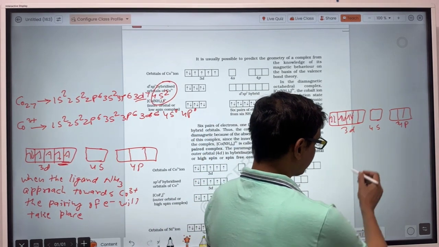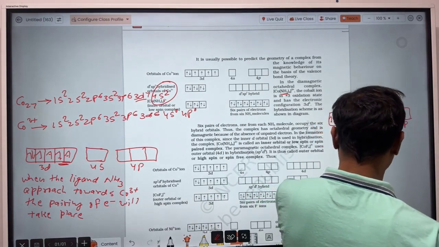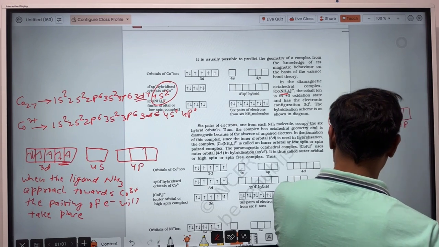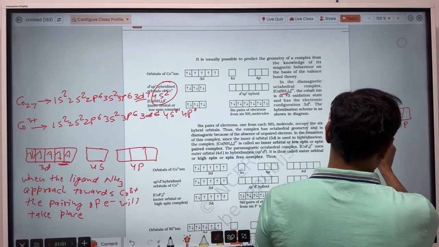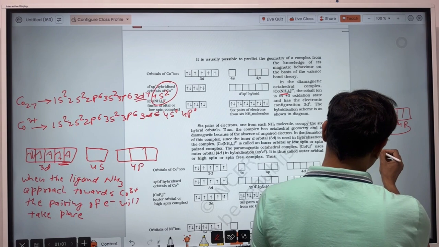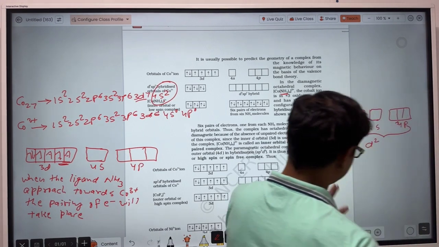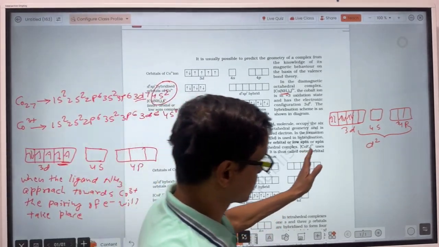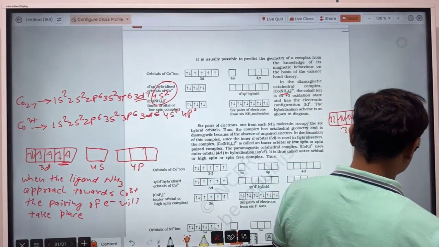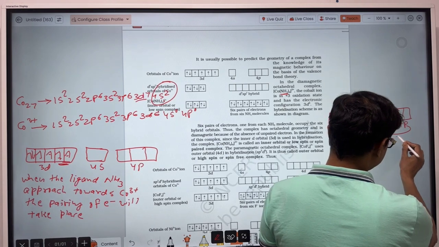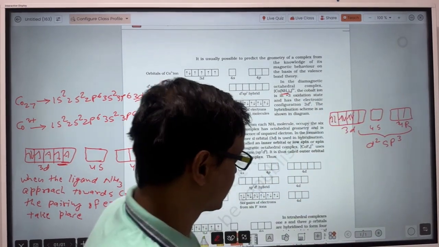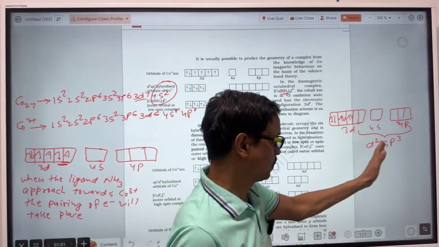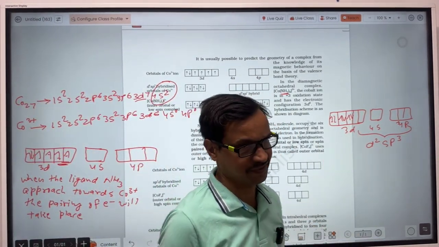So the 2 orbitals of 3d, 1 orbital of 4s and the 3 orbitals of 4p, they all will merge together. So d2, the inner d orbital has participated in this complex. The inner d orbital has participated in hybridization. So the hybridization will be d2sp3. That means the 6 hybrid orbitals having the hybridization of d2sp3 will form.